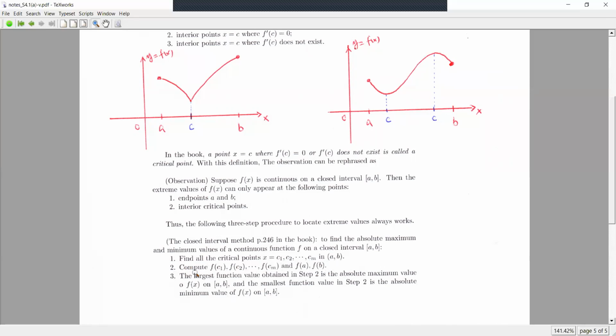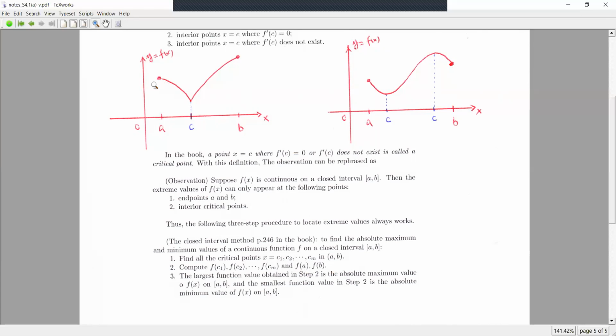Then second, compute function values at the critical points. Here, compute the function value at this point and at this point. And also compute function values at the 2 endpoints: compute the function value at A, and compute the function value at B.